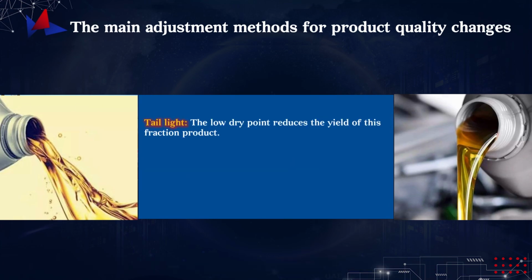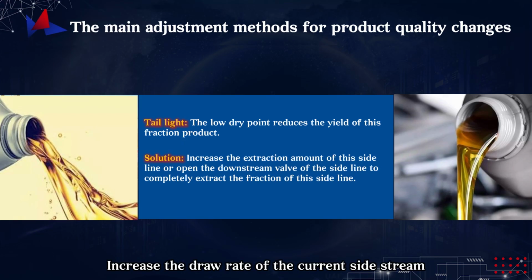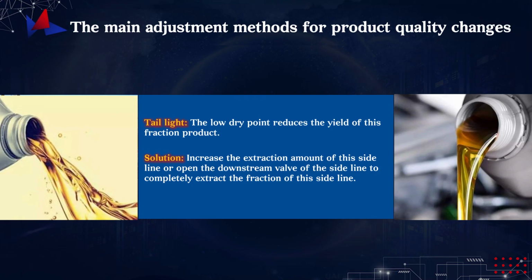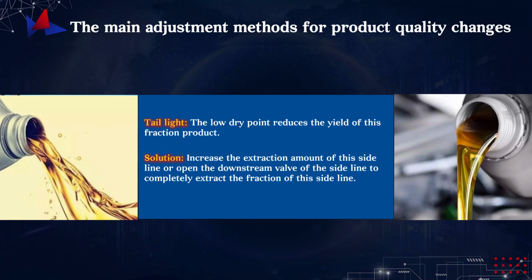Third, end light. Manifestation, low dry point, or end point, reducing the yield of the current fraction. Treatment, increase the draw rate of the current side stream, or open the side stream stripper bottom valve, to ensure the complete withdrawal of the intended fraction.